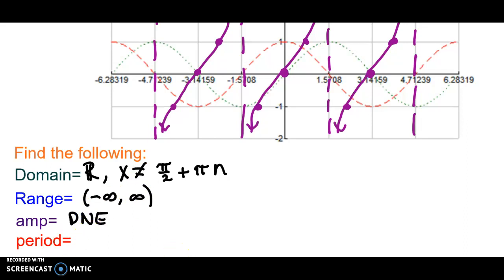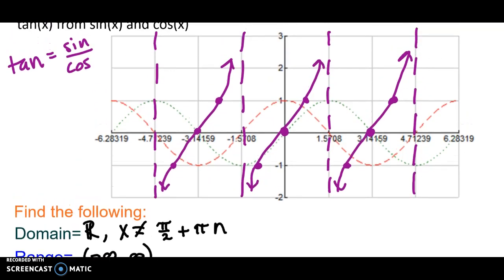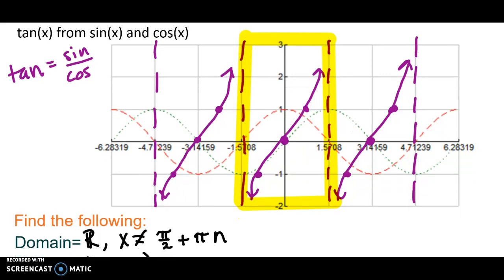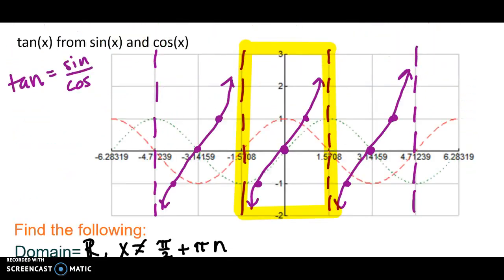And the period, now here's something I want us to go back and look here. Remember, period means one complete cycle. And I see a cycle here, a cycle here, and a cycle here. So I'm going to use my highlighter on here and just really highlight for you what one period of this graph is. So this is one period of the graph, which goes from negative pi over 2 to pi over 2. So what's the distance of this period? Remember, period's always going to be positive. Well, it's pi.